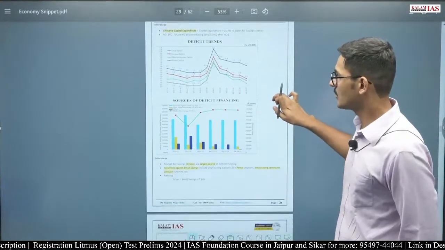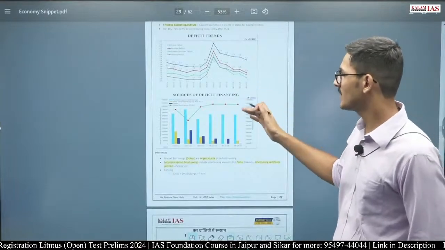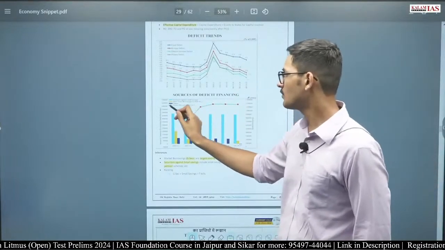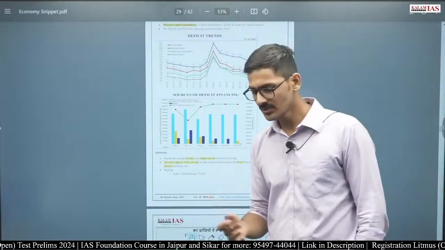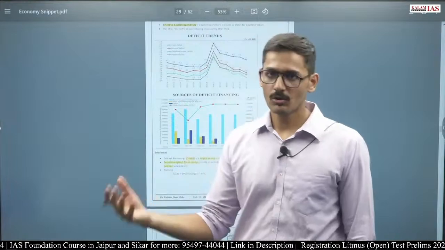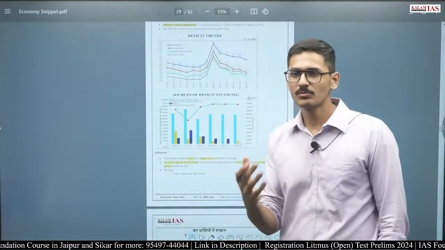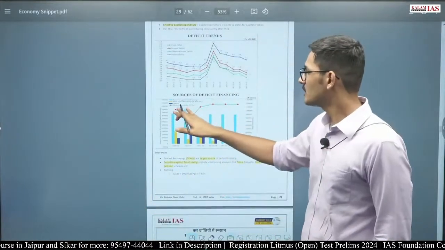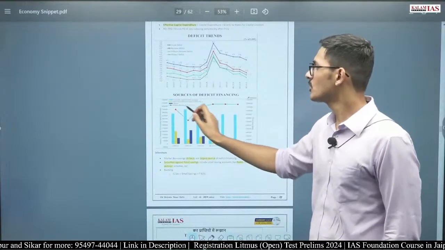So that is what you have to know. Now, sources of deficit financing: the largest source is of course the market borrowings. Market borrowings are government securities. The long-term bonds which are issued by the government of India are called government securities, which have maturity of more than 1 year. Then after the market borrowings, the second biggest source is securities against small savings.